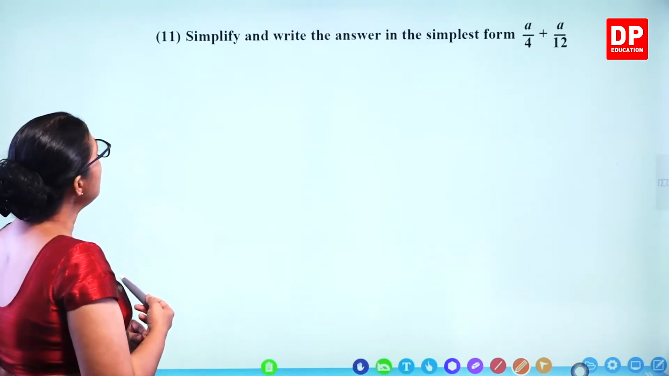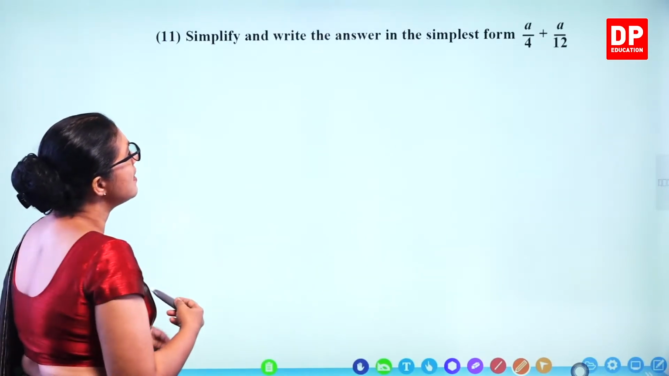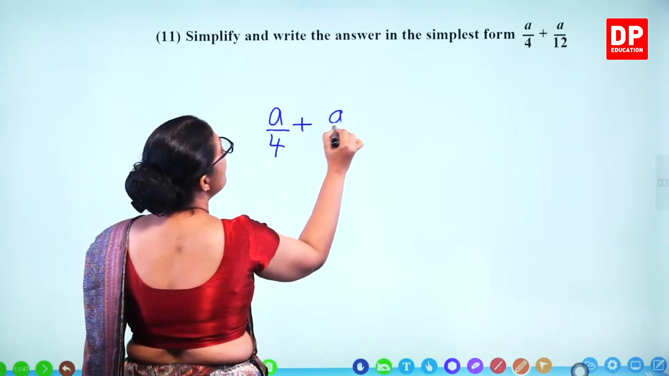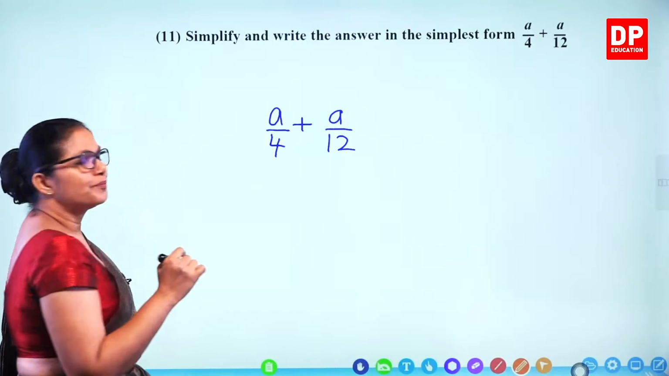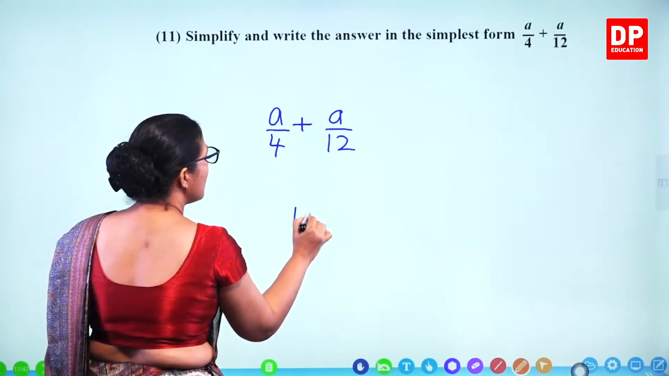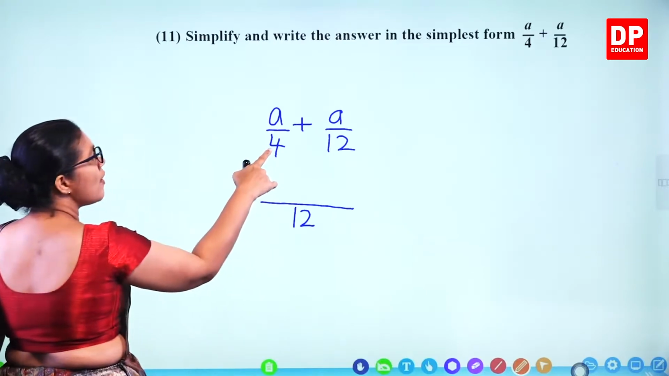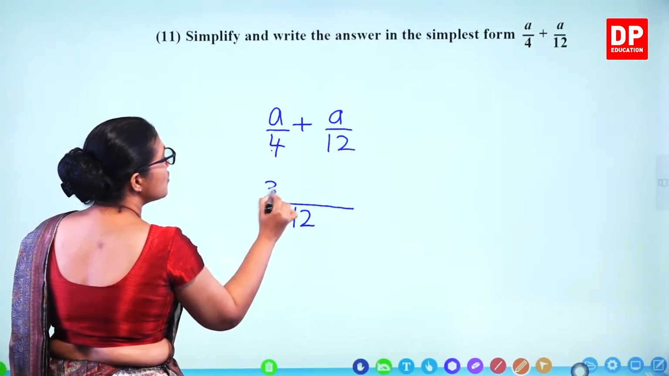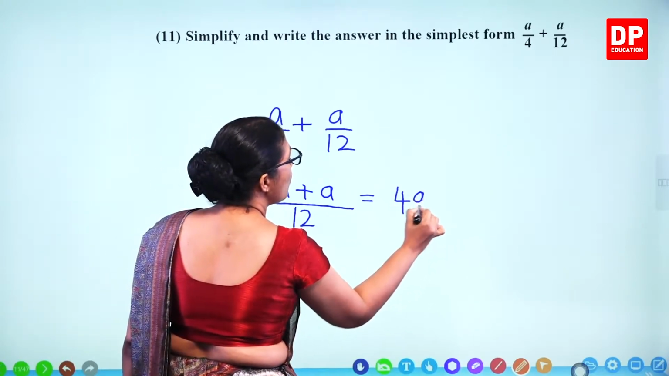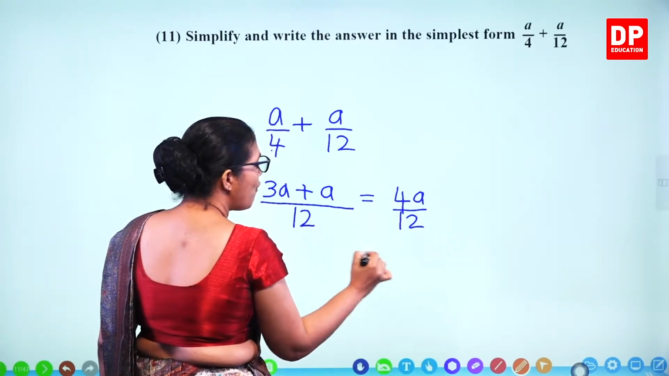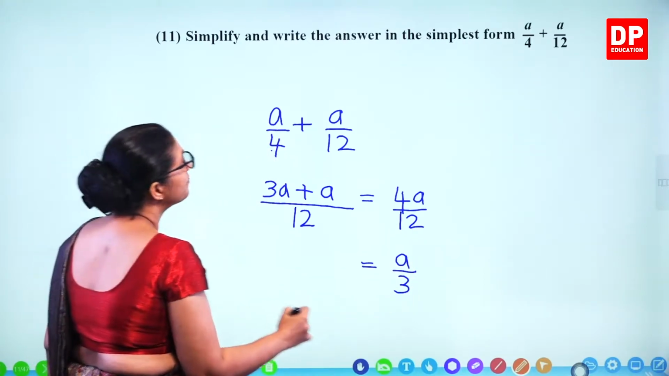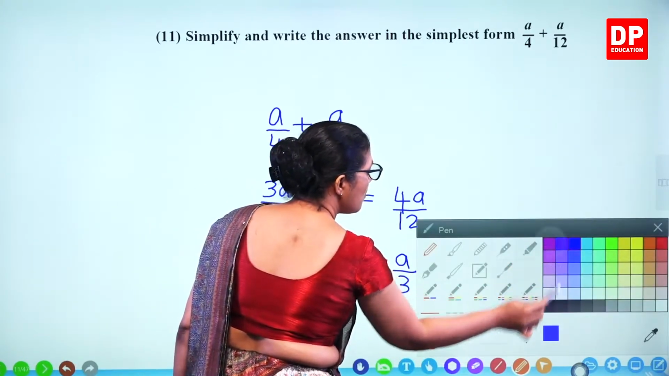Question number 11. Simplify and write the answer in the simplest form. A over 4 plus A over 12. What's the common denominator? Lowest common multiple is 12. So convert to 12. You have to multiply this by 3. So 3A plus A, you get 4A over 12. Divide by 4. You get A over 3. 2 marks.